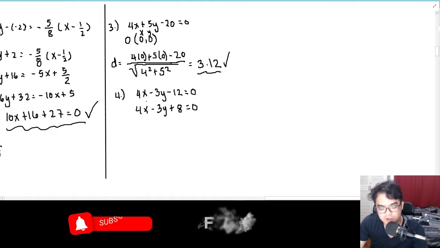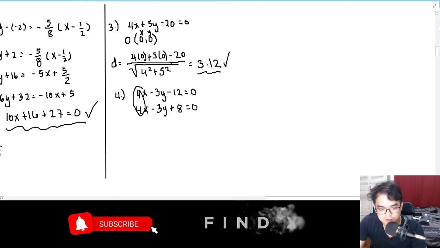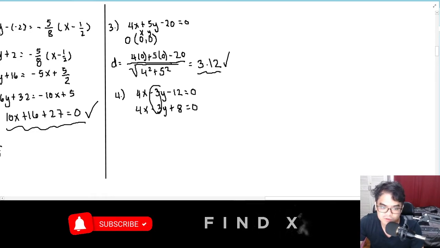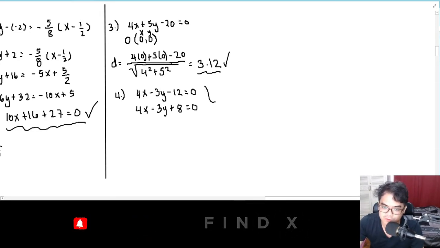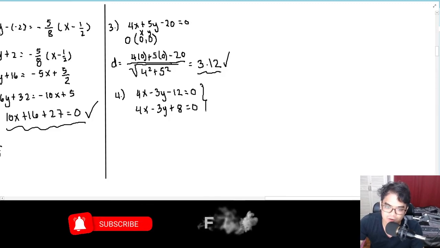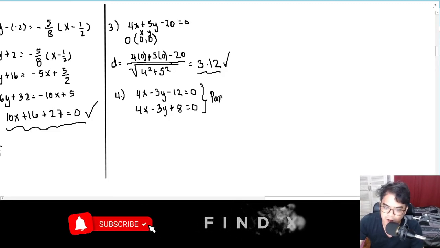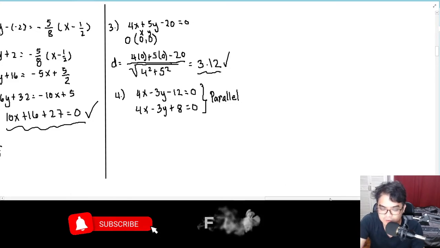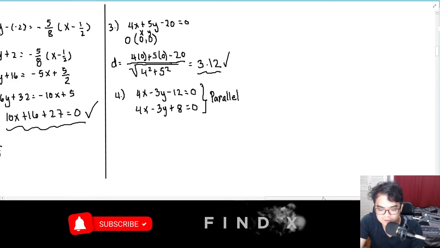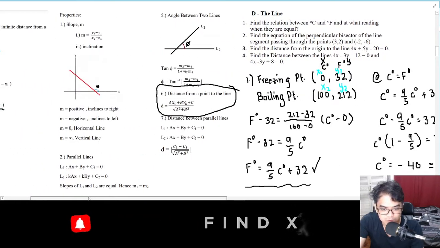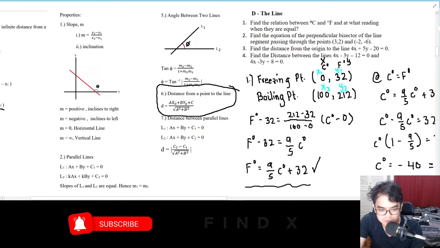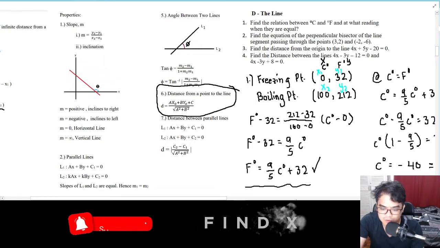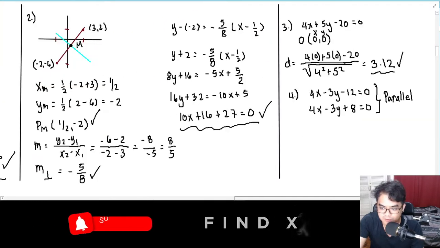As you can see, by observation, the coefficients of x and the coefficients of y are equal. Therefore, we can immediately conclude that these two are parallel, because the only difference between them is their constants. So we have to find the distance between parallel lines. Going back to the formula, the distance between parallel lines is d equal to the absolute value of c2 minus c1 all over the square root of a squared plus b squared.